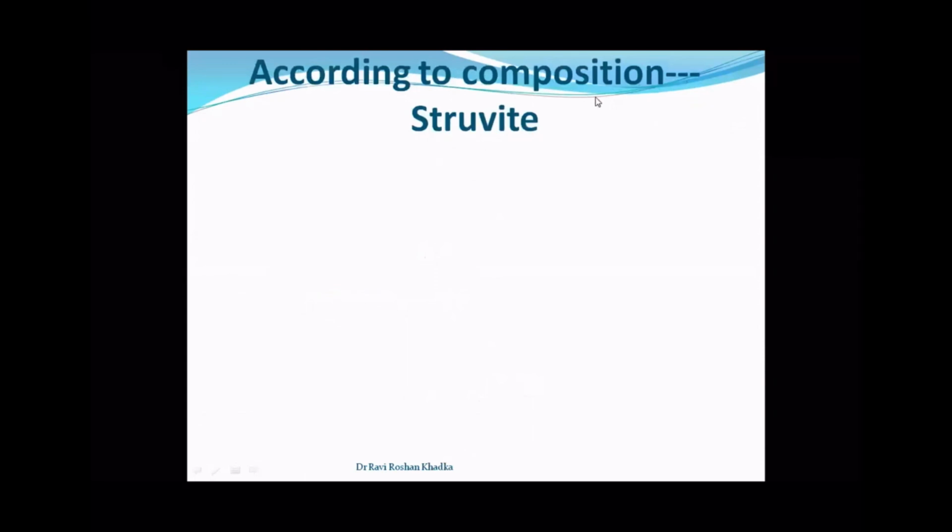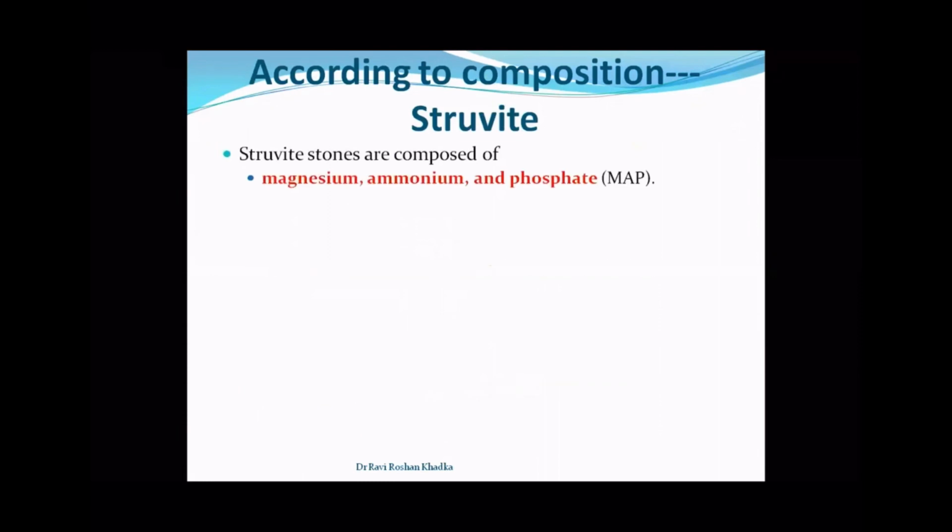And the stone is important, is struvite stone. The struvite stone means basically it is composed of magnesium ammonium phosphate. Magnesium ammonium phosphate is known as struvite stone. And if the struvite stone contains additional calcium, that is calcium, magnesium, ammonium phosphate, it is also known as triple phosphate. So don't get confused. Whenever the magnesium, ammonium, and phosphate stone, that is struvite stone, has additional calcium, then it is known as triple phosphate.